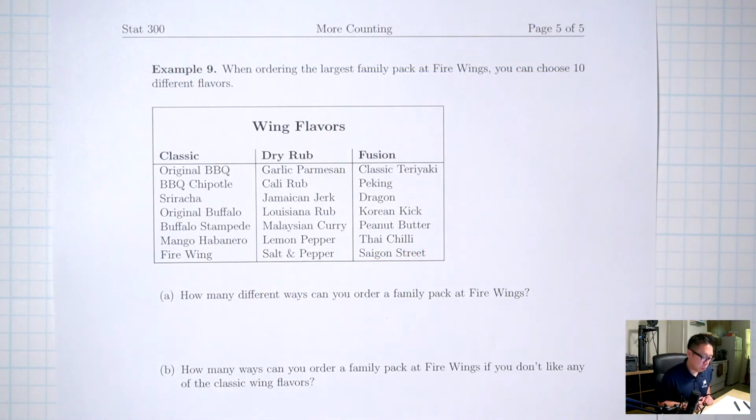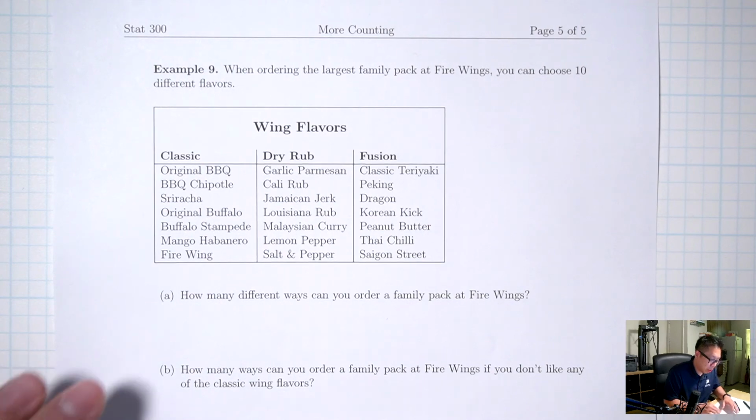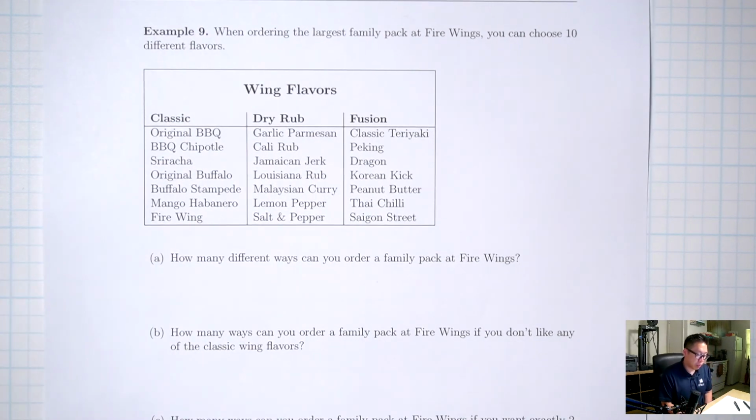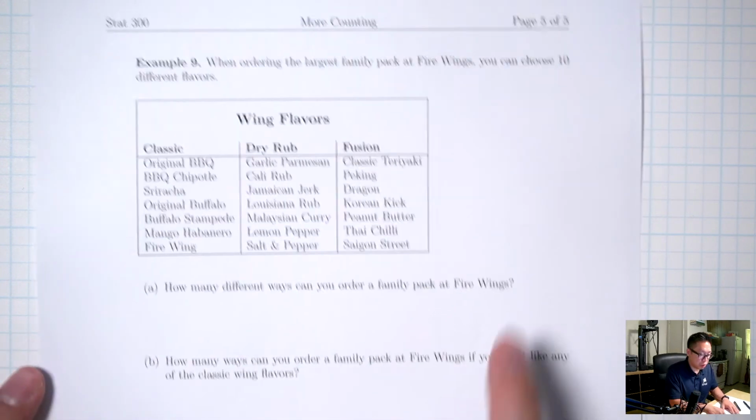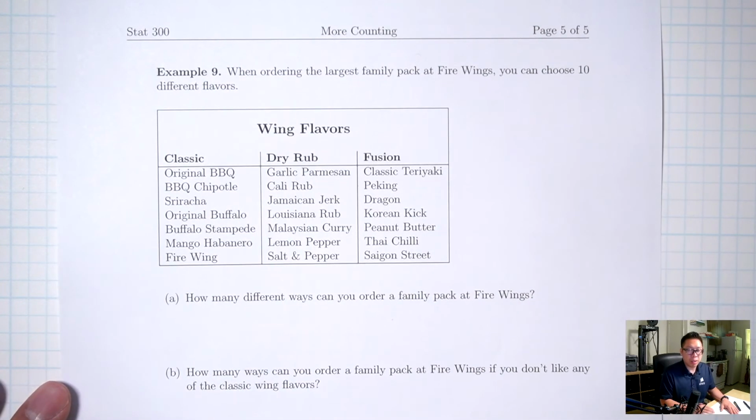Example 9. When ordering the largest family pack of Fire Wings, you can choose 10 different flavors. And here are the flavors. Part A. How many different ways can you order a family pack at Fire Wings? In other words, how many ways can you choose the 10 different flavors?